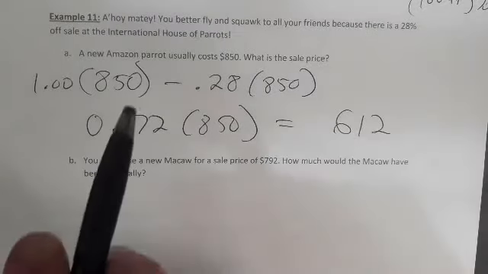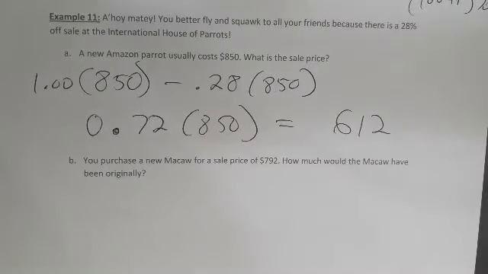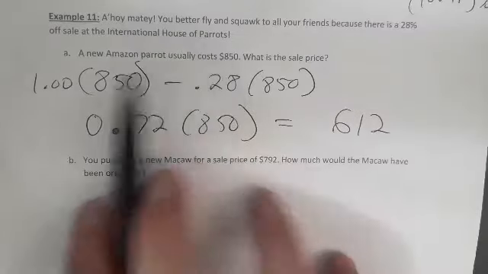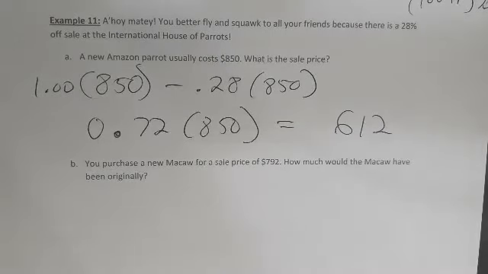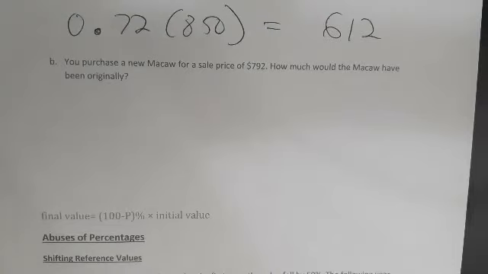We know the original cost and we know the sell amount. And so we're paying 72% of the original cost is one way to think about this. You purchase a new macaw and the sell price is $7.92. So what we don't know is the original price. So that's what they're asking. How much would this have been originally?